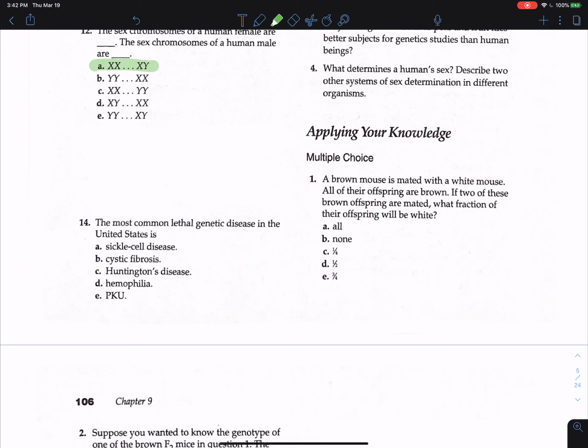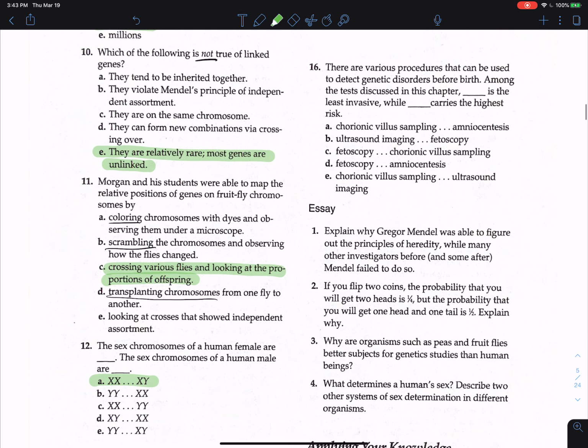The most common lethal genetic disease in the United States, lethal meaning you can die from it. The answer here would be B. Whoops, didn't highlight. Cystic fibrosis is the most common one. Sickle cell is pretty common, not necessarily lethal. Same thing with hemophilia. Huntington's, I don't know too much about that, and I don't really know much about PKU either. But cystic fibrosis is the most lethal genetic disease of this particular bunch. Moving on to 16.